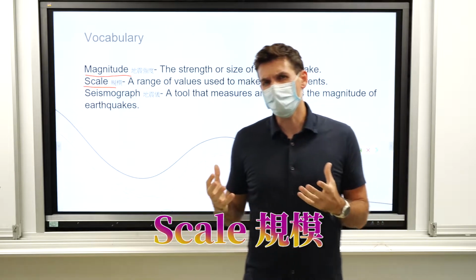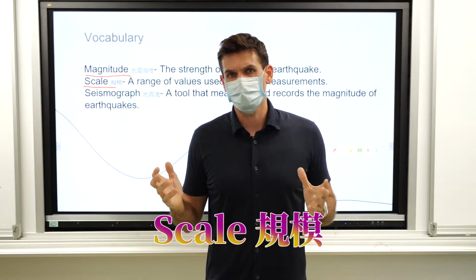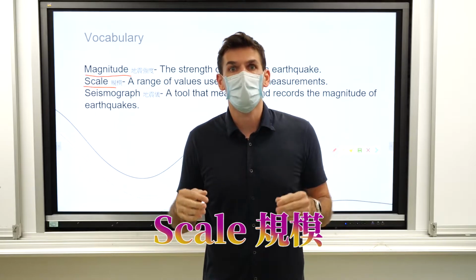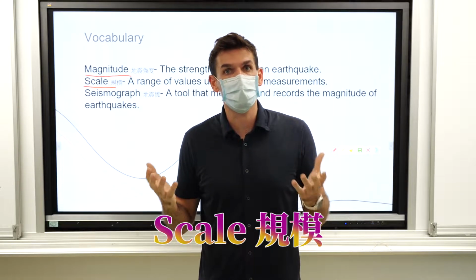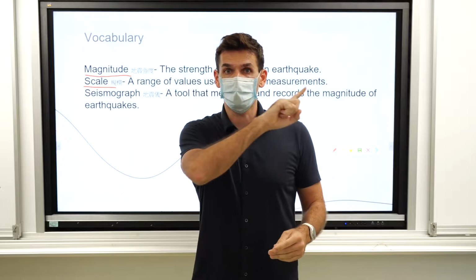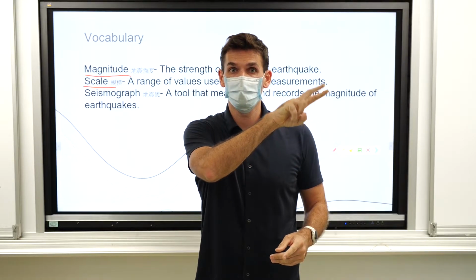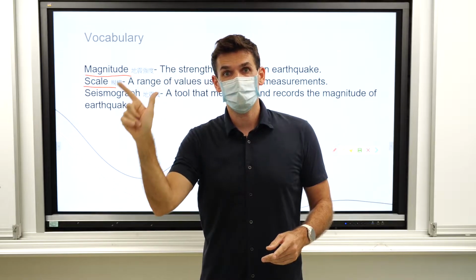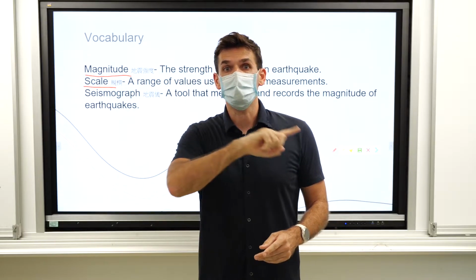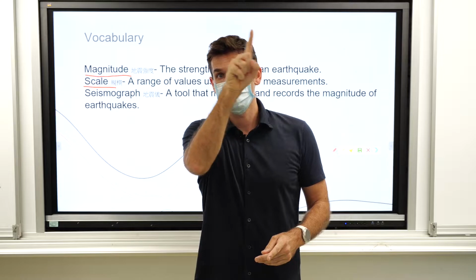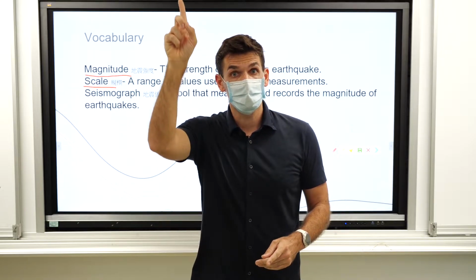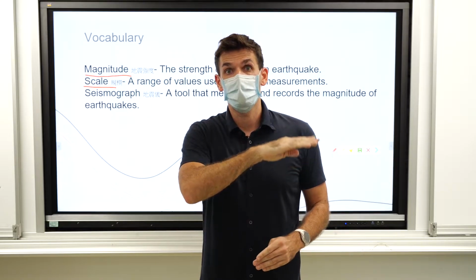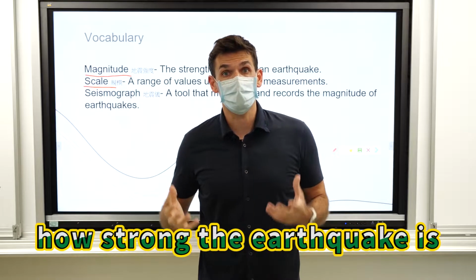Scale. Scale is a range of values that help us measure how big or small the earthquake is. Maybe from 1, 2, 3, 4, 5, 6, 7, 8. These numbers go up or go higher, and they describe how strong the earthquake is.